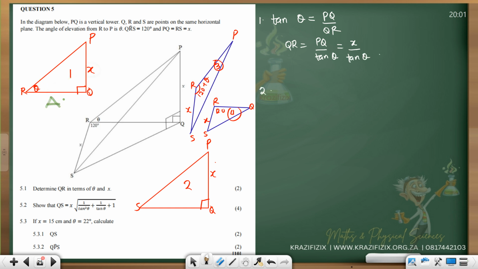Number 2. That didn't take us time. You see, once you draw it out, it becomes easy. Show that QS is that. And I know this is where a lot of us struggle. Where's QS? Which triangle should we use?